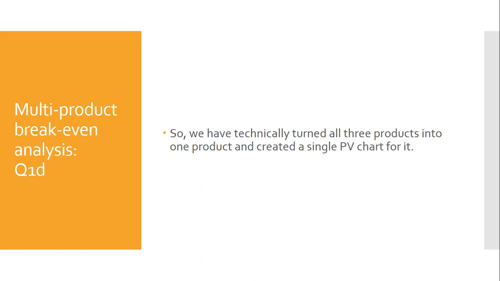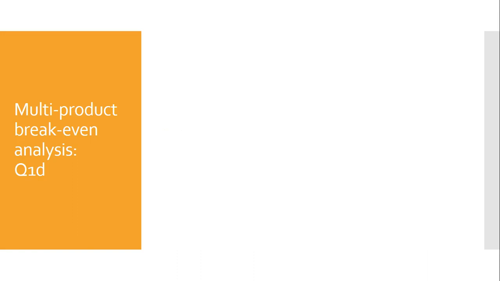Okay, right. So in the next video, we will look at what happens if we try to plot the graph by selling the product with the highest C over S ratio first, and then the following. So we'll do that in the next video.